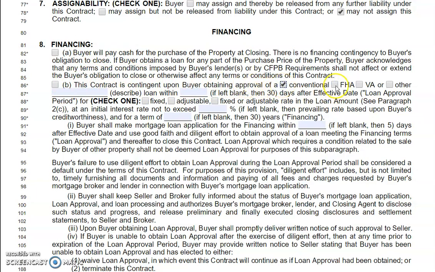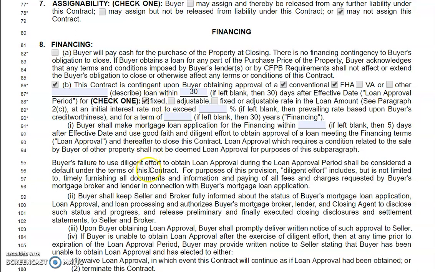Okay, financing: we have buyer pays cash, or this contract is contingent upon buyer obtaining approval of a conventional or FHA loan. I'm going to mark this one because they're going to need to finance, a mortgage. Okay, let's say that they're going to need to have it in 30 days. It's a fixed rate.